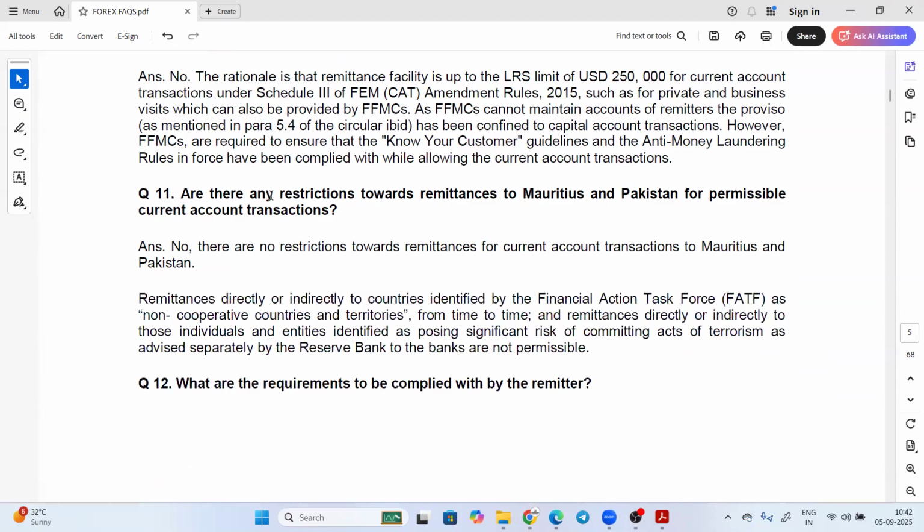So next question, are there any restrictions towards remittance to Mauritius and Pakistan with permissible current account transactions? No, there are no restrictions toward remittance for current account to Mauritius and Pakistan. So for current account, there is no restriction.